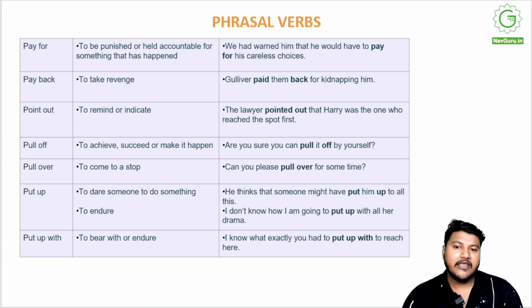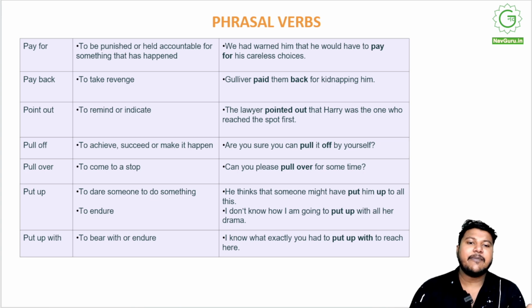Pay back means to take revenge. Gulliver paid them back for kidnapping him. Point out means to remind or indicate. The lawyer pointed out that Harry was the one who reached the spot first. Pull off means to achieve, succeed, or make it happen. For example, are you sure you can pull it off by yourself?